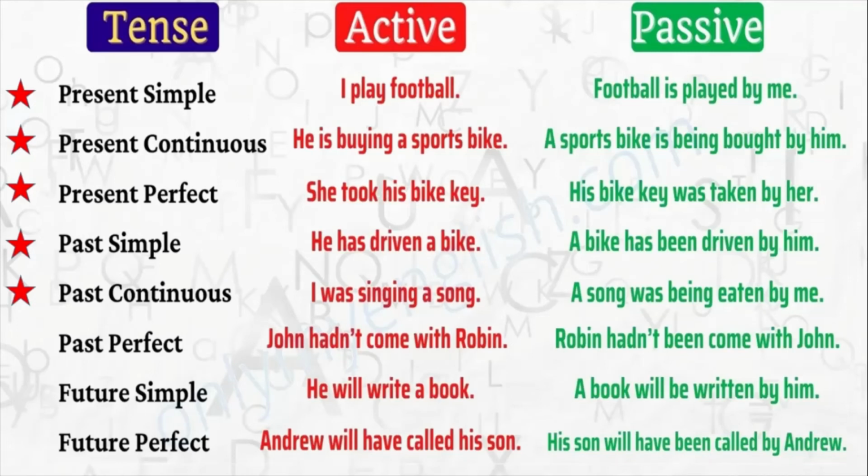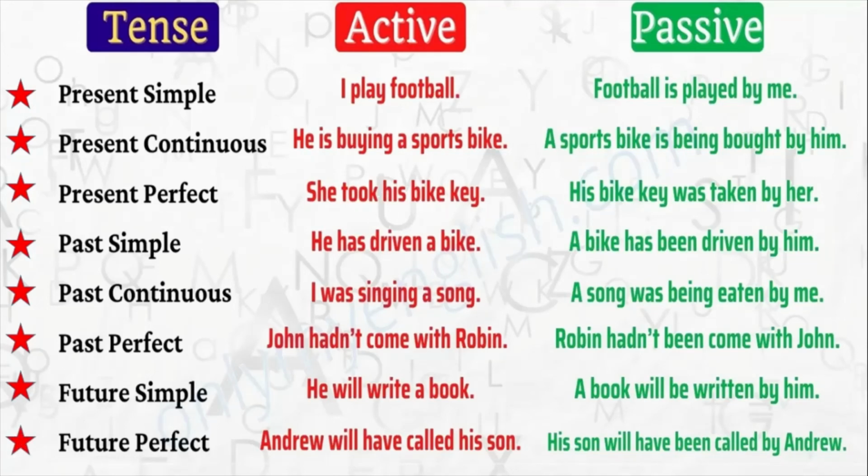Coming to the past perfect tense. John hadn't come with Robin. Robin hadn't been come with John. Future simple tense, or simple future tense. He will write a book. A book will be written by him. And future perfect tense, Andrew will have called his son. His son will have been called by Andrew.